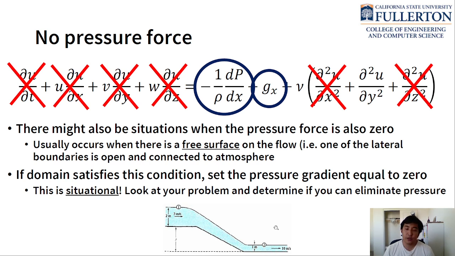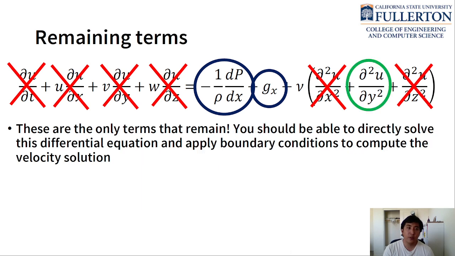Pressure gradients are normally indicative of internal flow, so if you think of flow in a pipe, where the flow is surrounded on all sides by a pipe, those are usually the situations when you have a pressure gradient. Again, you have to look at your problem and see if you can set the pressure equal to 0 or not. But in situations where you can, go ahead and eliminate that term from the equation.